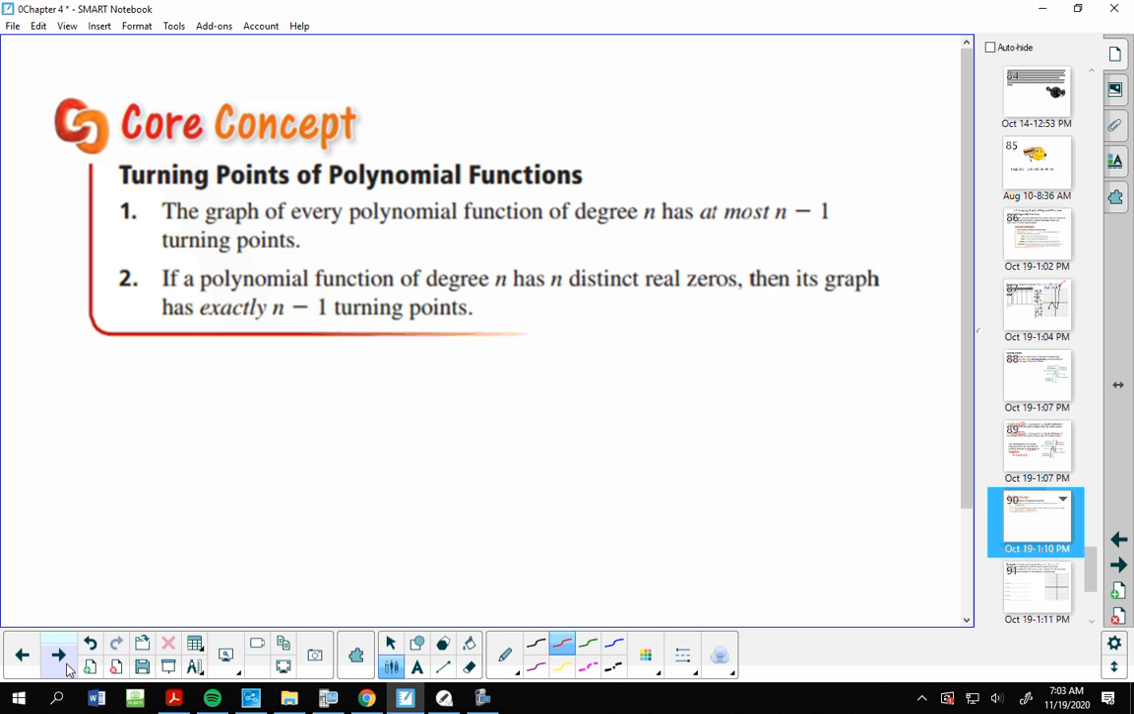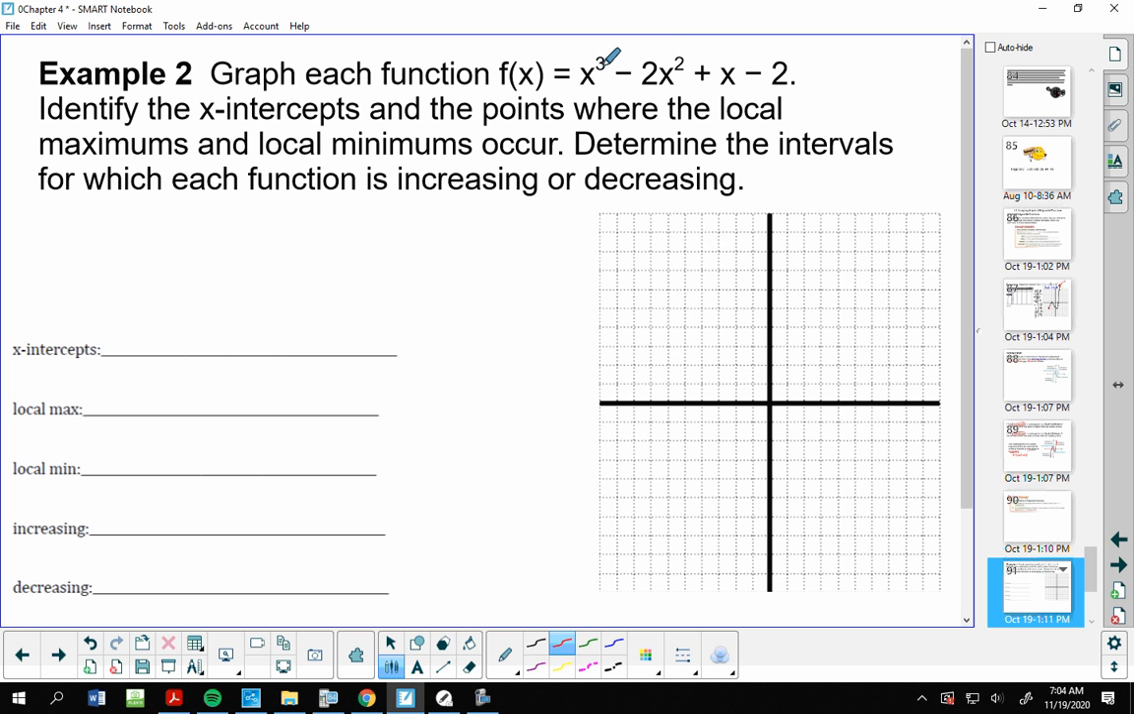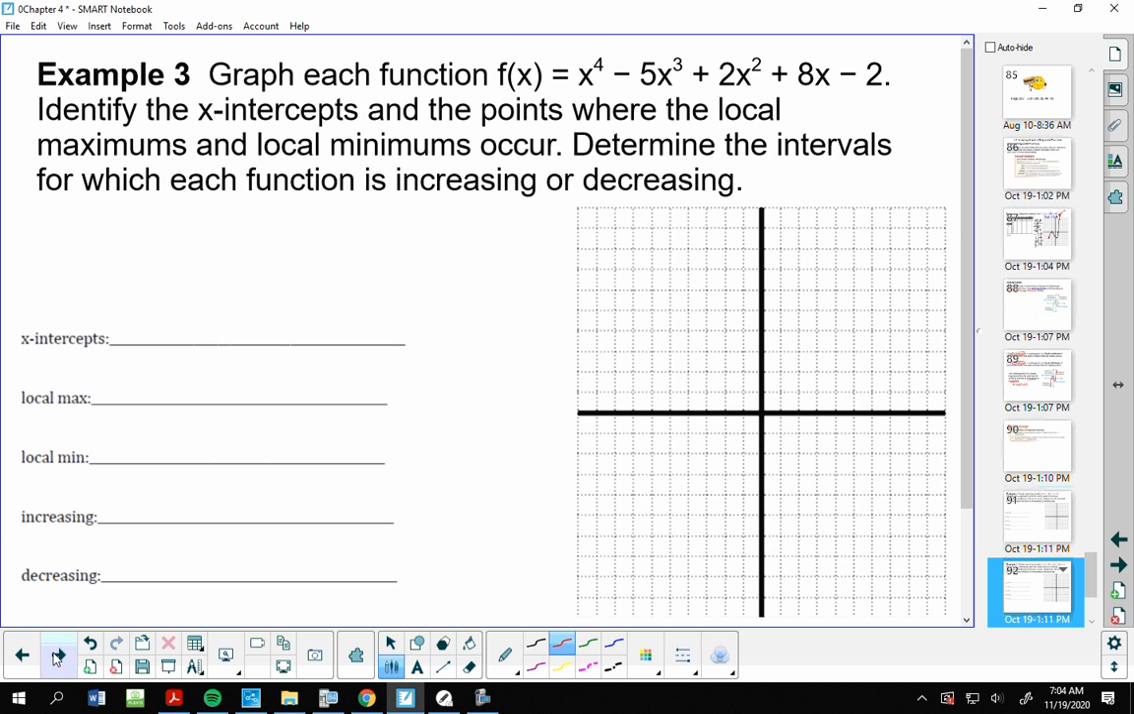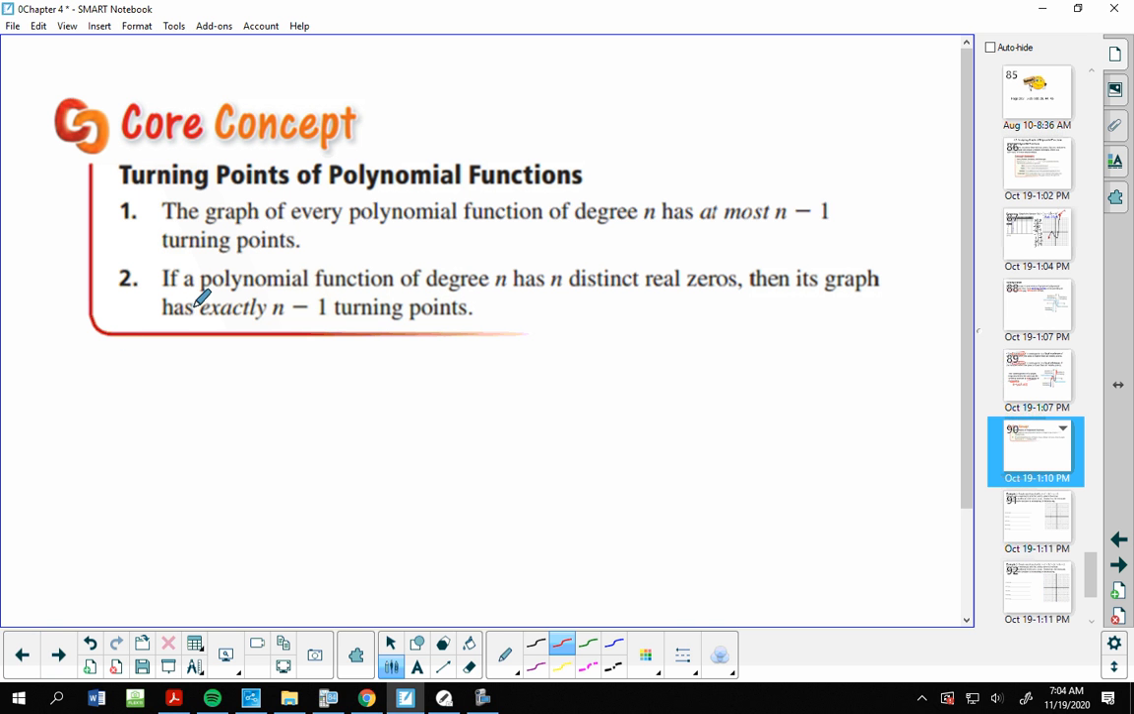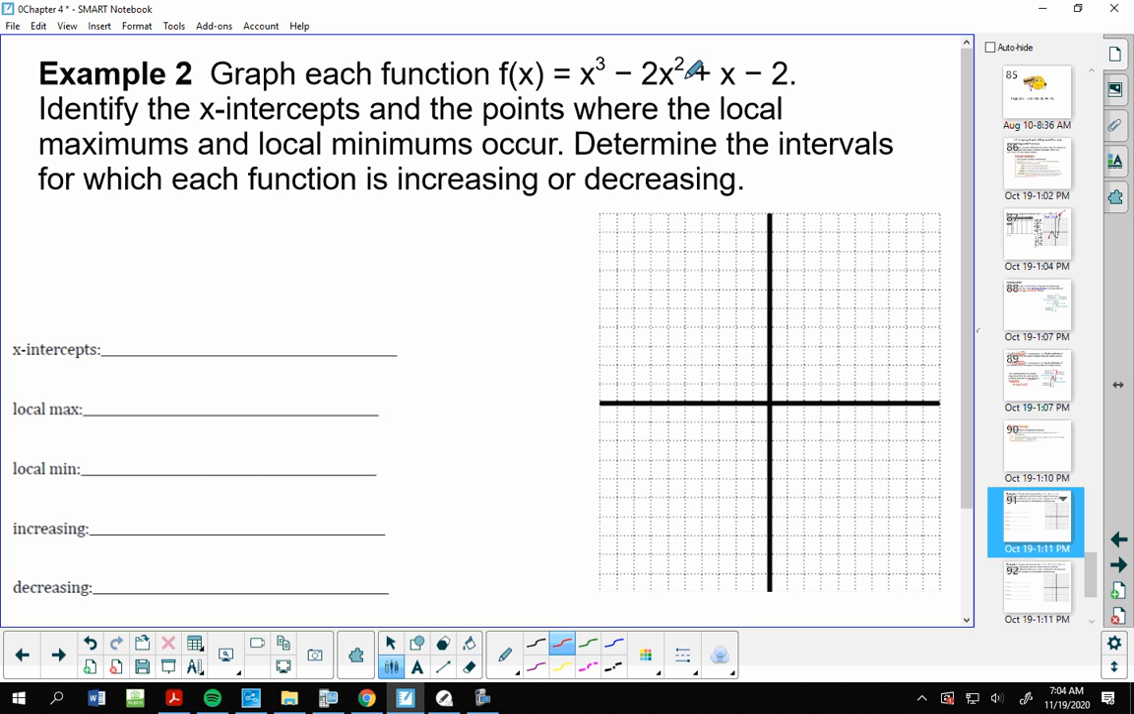Now, the graph of every polynomial function of degree n has at most n minus 1 turning points. So, for example, this is a 3rd degree polynomial, so it's going to have at most 2 turning points. This is a 4th degree polynomial, so it's going to have at most 3 turning points. So it's just 1 less than the degree, and that's how many turning points there are going to be. And I shouldn't say at least or at most. So if a polynomial function of degree n has n distinct real zeros, then its graph has exactly n minus 1 turning points. All right, so let's plug this function into our calculator.